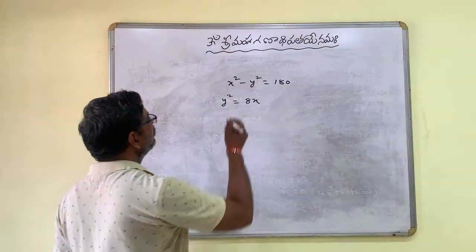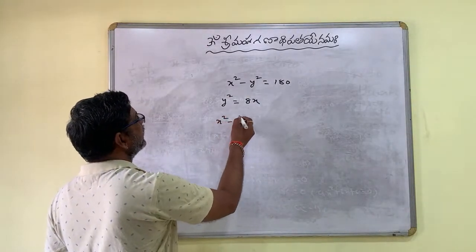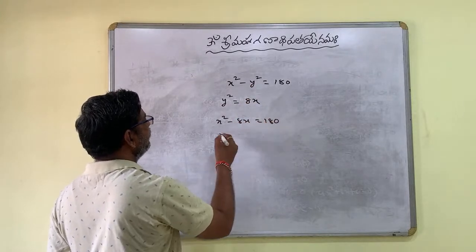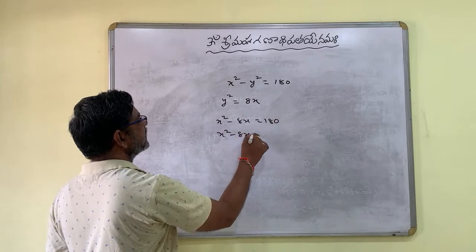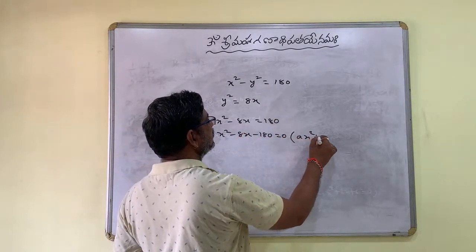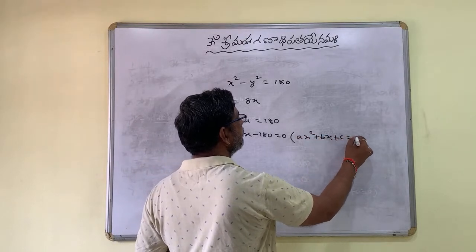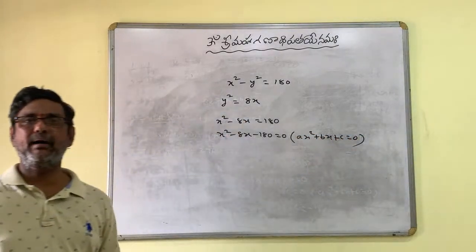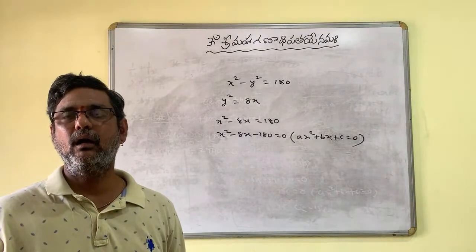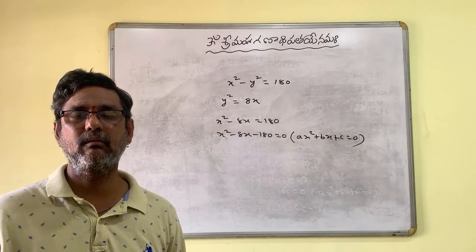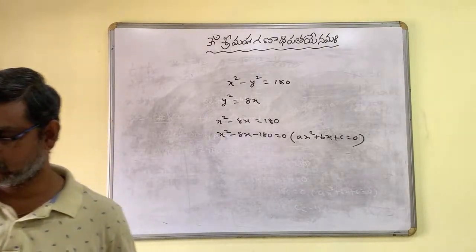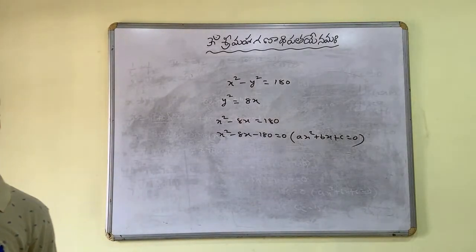Now what do we have to do? x square minus, instead of y square I write 8x, is equal to 180. x square minus 8x minus 180 is equal to 0. Compare this one with the general form and find out the values of the roots of the given quadratic equation.